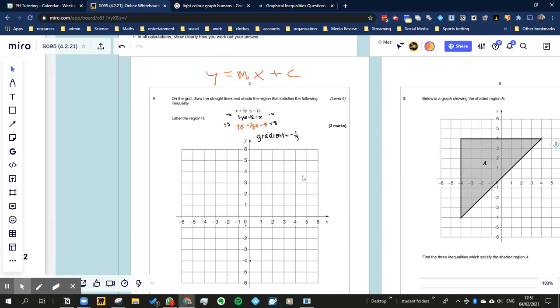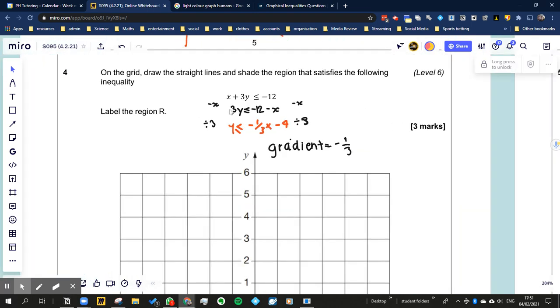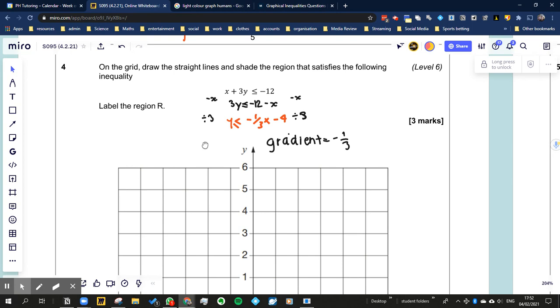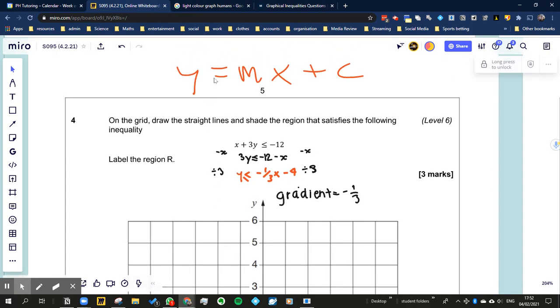So we're trying to come up with a graph that satisfies this inequality. What you've got to do is rearrange it to look like this, only obviously it won't be equals, it'll be less than or equal to.